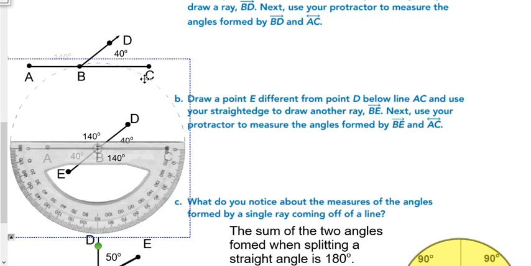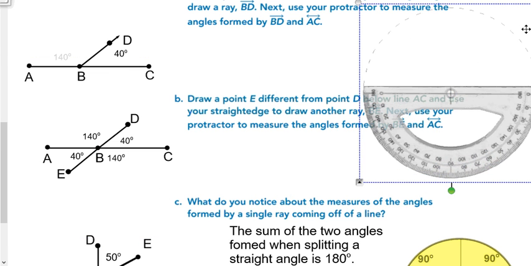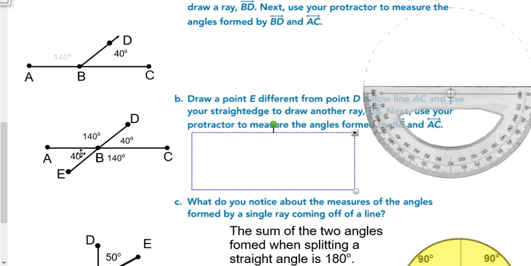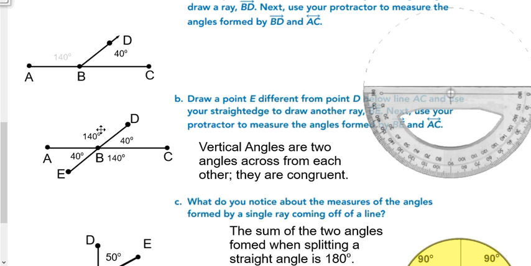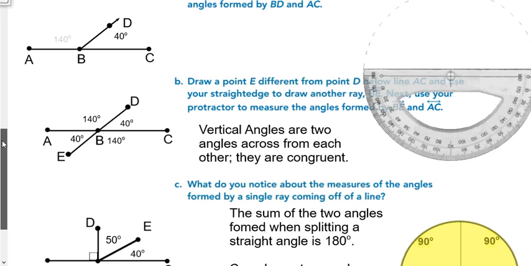This portion is 140. So notice how the angles that are across from each other are called vertical angles. So vertical angles are two angles across from each other. So right here, DBC, and angle ABE right here, those two are congruent. Congruent means the same in measurement. So 40 degrees, 40 degrees, same thing for these. They're across from each other. So this angle and this angle are called vertical angles, and they're congruent, or they're the same.